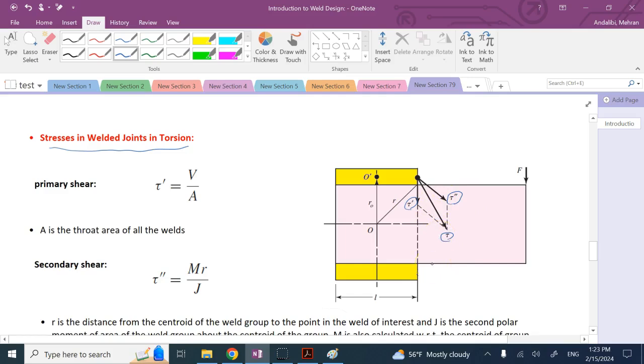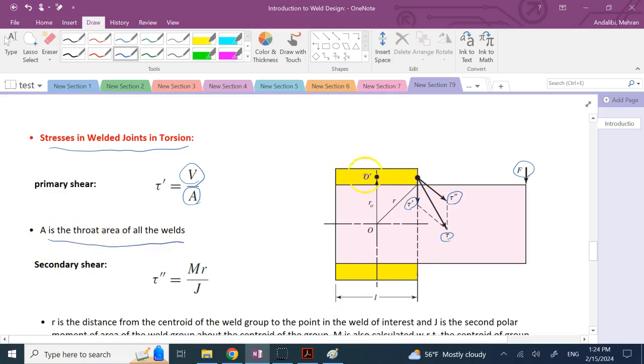So what are tau prime and tau double prime? Tau prime is direct shear, so you divide the shear force at that location, which is V, as a result of F, by the cross section A. And A here is not the cross section of one of these welds, it is the total area of all of the welds.